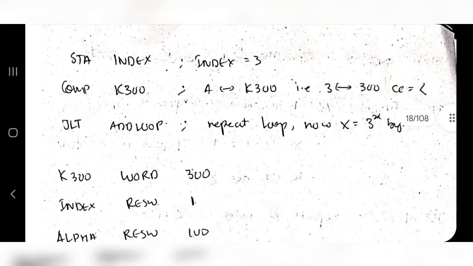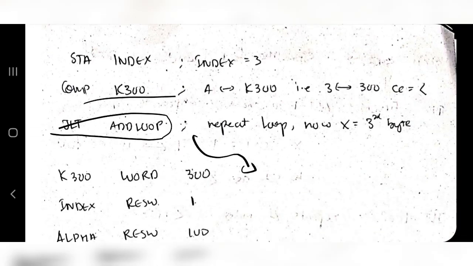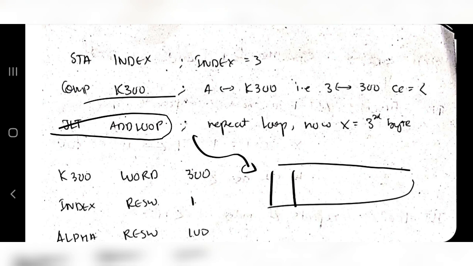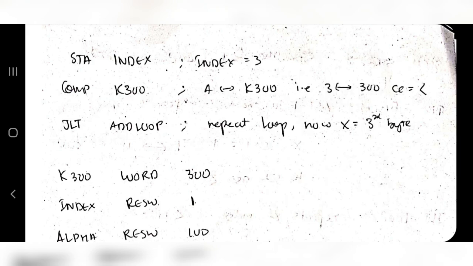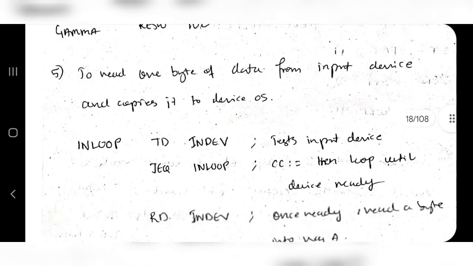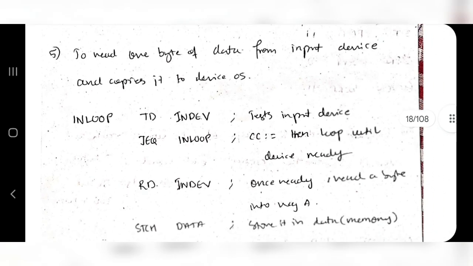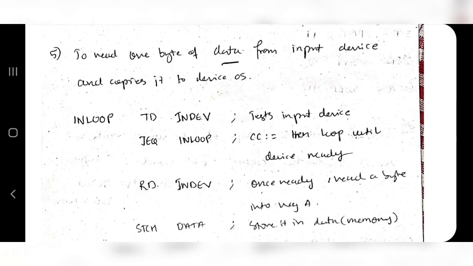That means all the words are over, so it will not jump again to the next loop, and it will do the next operation. Till then we will have in gamma all the sums of the first two arrays in respective index locations. Okay, that's how you perform array operations. Fine. And moving on, we have the fifth one, which is the last one, which is to read 1 byte of data from the input device and copy it to the output device.